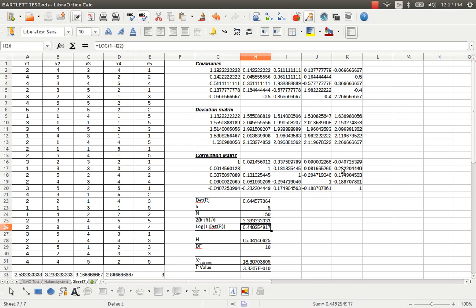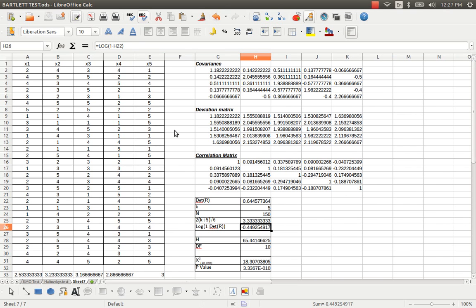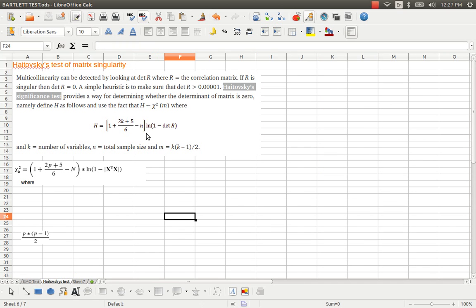And for that we need to compute the Haitovsky's measure of singularity with the help of this formula, where the Haitovsky's measure h is equal to 1 plus (2k plus 5)/6, where k is the number of variables, minus n, where n stands for the total number of data points in the data set, times log of 1 minus det R. So this det R we already computed here, it is 0.644, and we just have to substitute the rest of the values in this formula. And there is also another version of this formula where the determinant is computed for the covariance matrix instead of the correlation matrix. So that way also we can do that.